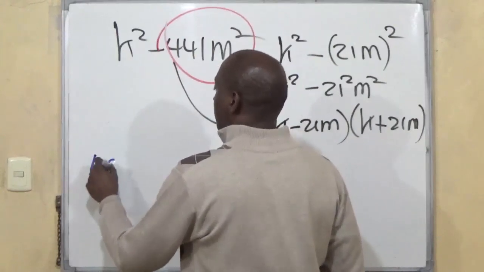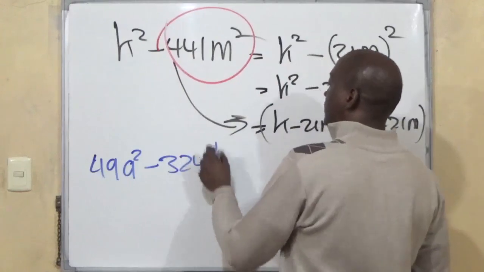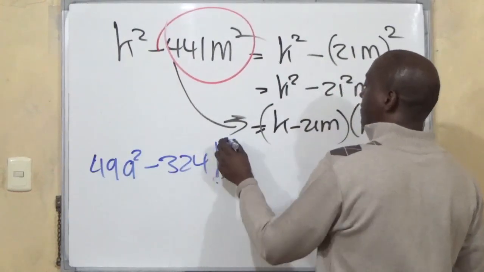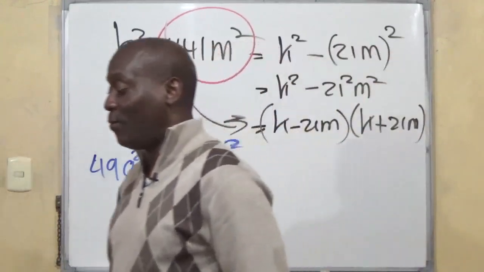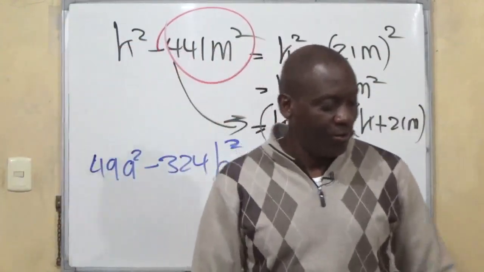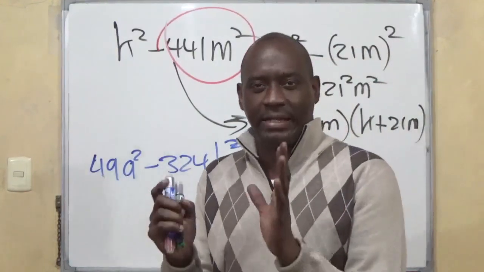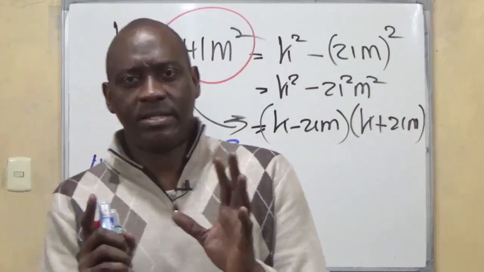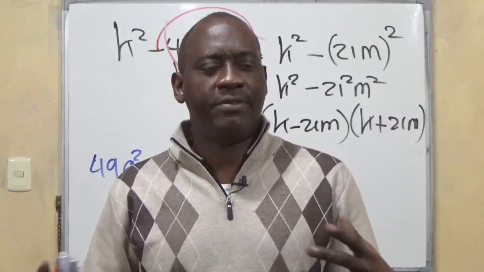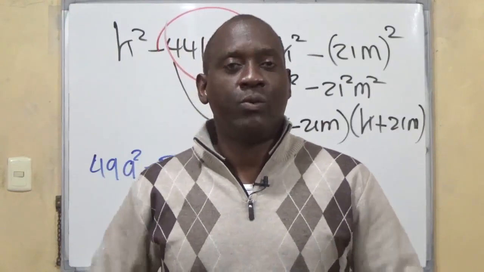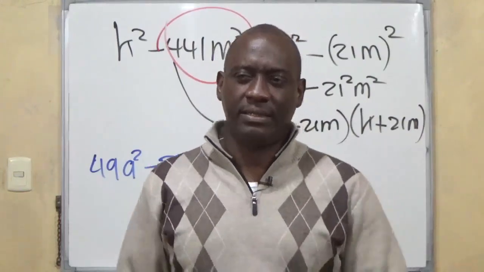49a squared minus 324b squared. Aha! Things start to get nice now. So even what I insist on referring to as the easiest factorization you'll ever do in your life, even that factorization has some challenging moments that, if you're not careful, you could find yourself running aground. Which is why even with the easy topics, you have to practice.